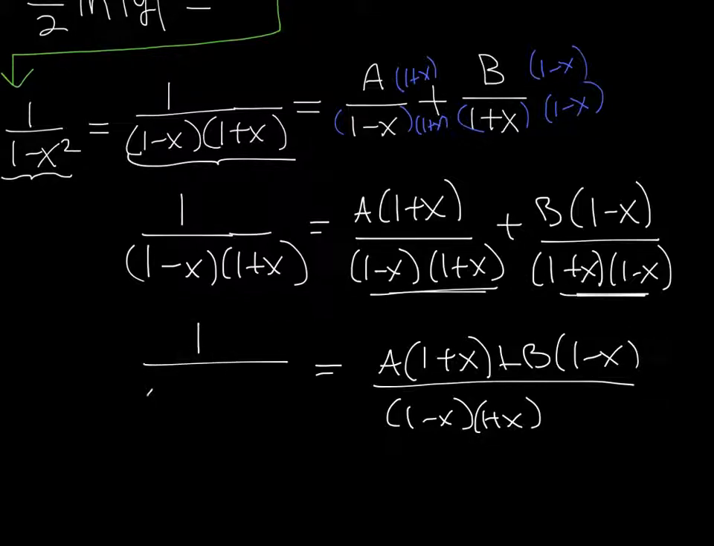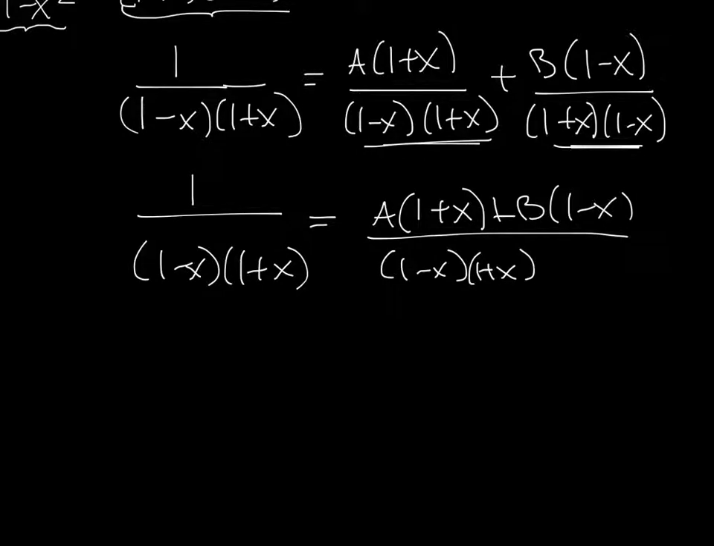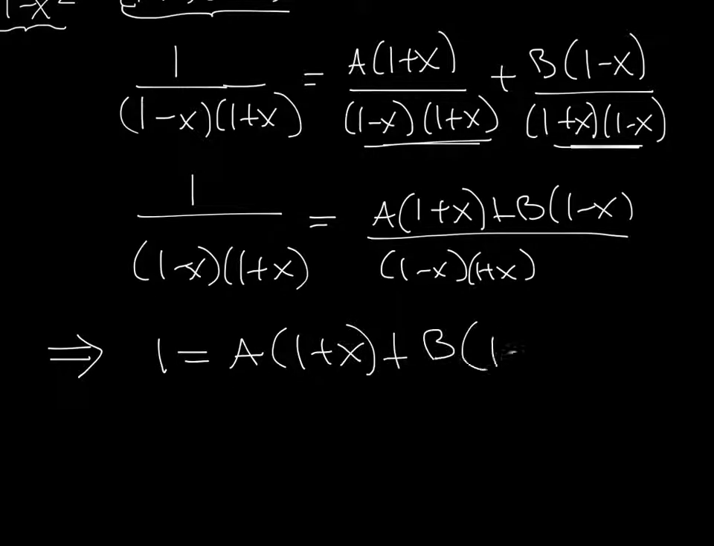Right, and notice the left-hand side and the right-hand side, or specifically the denominators. These guys are exactly the same. So if you have two fractions that are equal to each other, and the denominators are the same, then that implies that the numerators have to be the same. So that's why in the next step, that implies 1 is equal to a times the quantity 1 plus x plus b times the quantity 1 minus x. So now the goal is to find a and b, these coefficients.